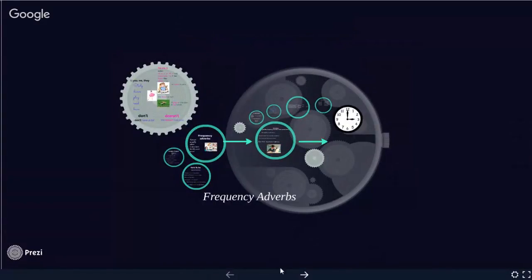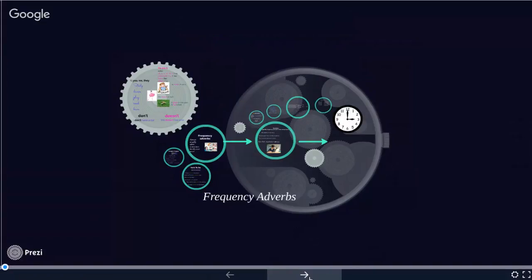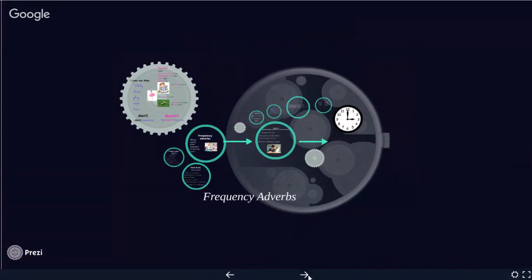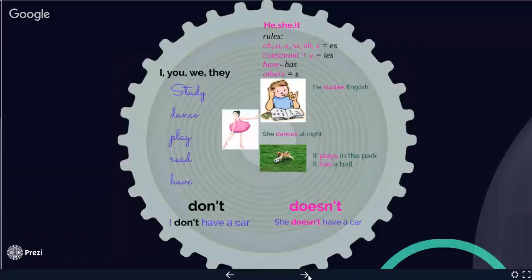Hello, dear students. Today we are going to learn about frequency adverbs. Before starting with frequency adverbs, I would like to review the simple present. When you want to create a sentence in the affirmative in simple present, we have to divide personal pronouns into groups. The first group is I, you, we, they. The second group is he, she, it.